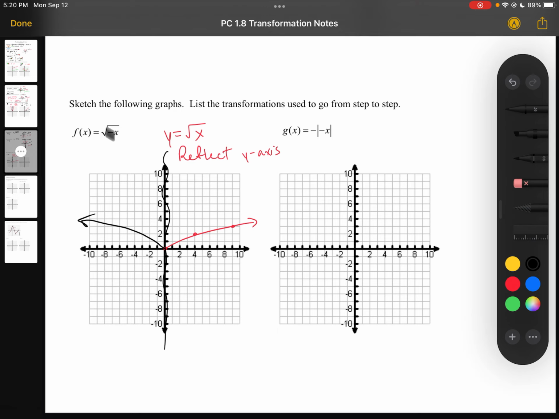So I'll have you tell me what happens in our next one. And you can go ahead and label which axis it is reflecting over: one, both of them, just x, just y. So label what is happening. You can go ahead and answer that now.